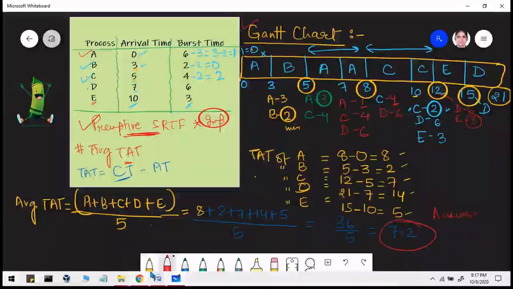So this is your final answer. And what was being asked? It was given in milliseconds. So this is 7.2 milliseconds.